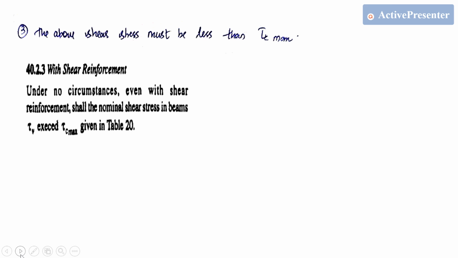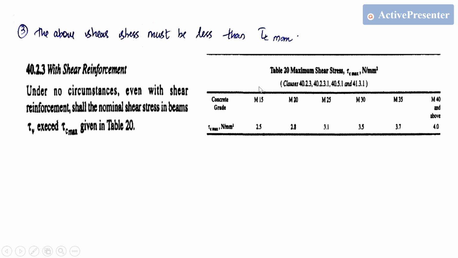Now you will understand what is tau c max. It is given in table number 20, the maximum shear stress. It depends on the grade of the concrete. That is, for the different grades of concrete, the code suggests the tau c max value, that is, for M15 it is 2.5 Newton per mm square. For M20 it is 2.8. For M25 it is 3.1. It goes like that. Okay, that is, the code suggests the tau c max value for the different grades of concrete.